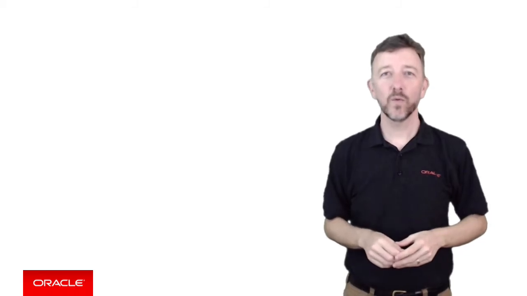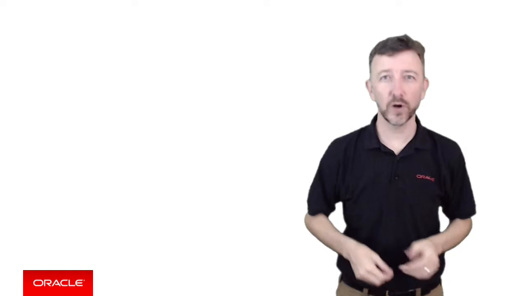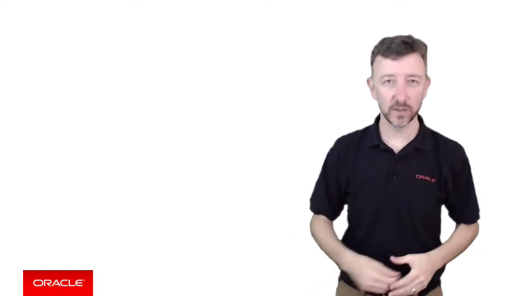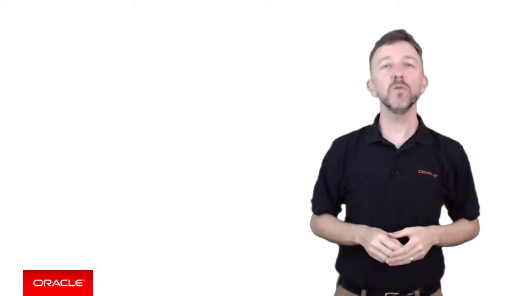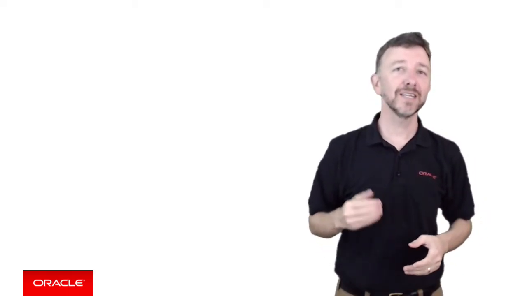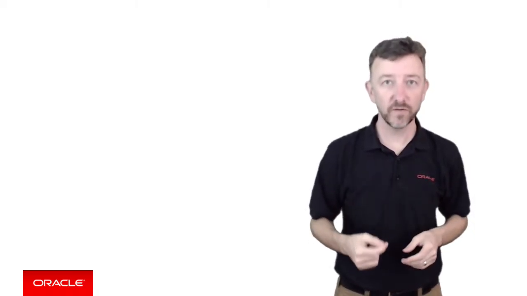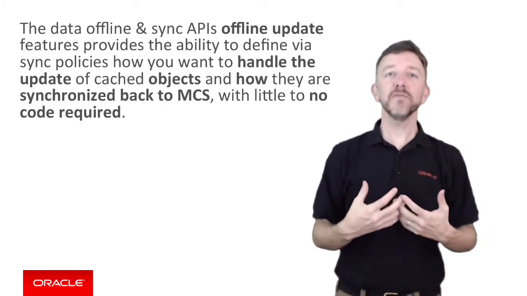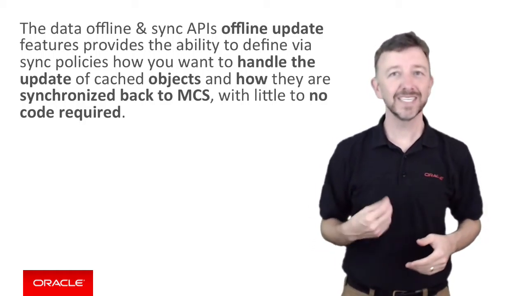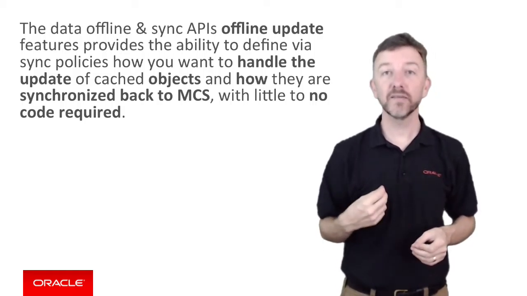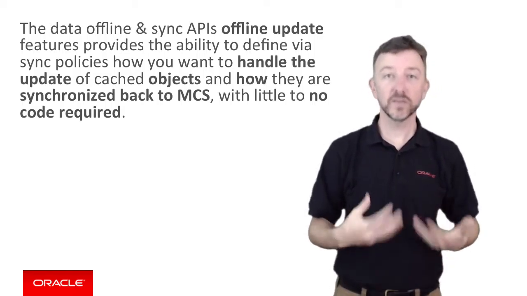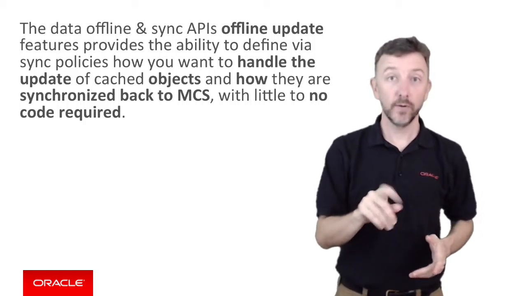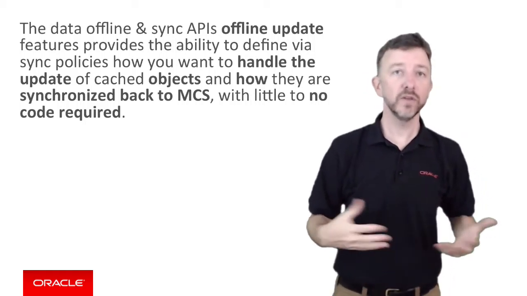So with these examples out of the way, you now know about two powerful features that will save mobile developers from very complex programming problems, known as offline updates and the facilities for collision detection and resolution. For the remainder of this episode, we will focus on offline updates, and we'll cover collision detection and resolution in more detail in the following episodes. So, the data offline and sync API's offline update features provide the ability to define, via sync policies, how you want to handle the updated cached object to the server and how they are synchronized, of course, back to MCS, with, here we go, little to no code required from you, the developer.